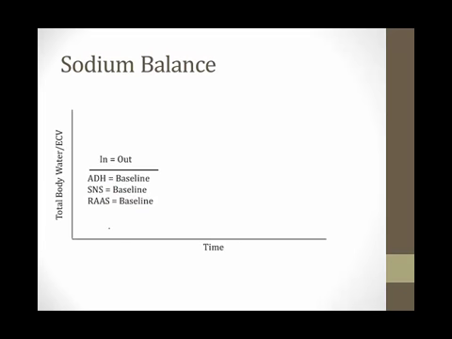Let's return to this graph one final time, and once again let's begin in a state of sodium balance where sodium in equals sodium out. At this point our ADH level is at baseline and the activity of our sympathetic nervous system and RAS systems are also at baseline. We then begin consuming excess sodium. This leads to a situation where sodium in is more than sodium out.